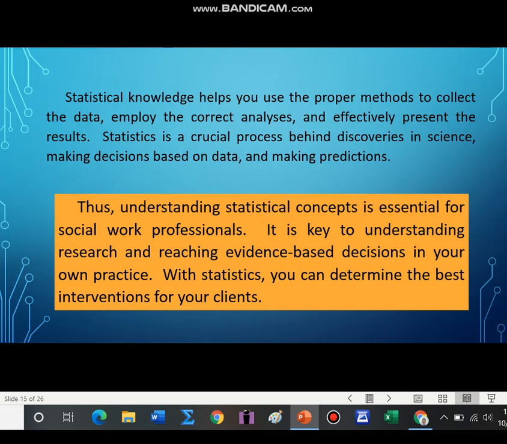Statistical knowledge helps you use the proper methods to collect the data, employ the correct analysis, and effectively present the results. Statistics is a crucial process behind discoveries in science, making decisions based on data, and making predictions. Thus, understanding statistical concepts is essential for social work professionals. It is key to understanding research and reaching evidence-based decisions in your own practice. With statistics, you can determine the best interventions for your clients.